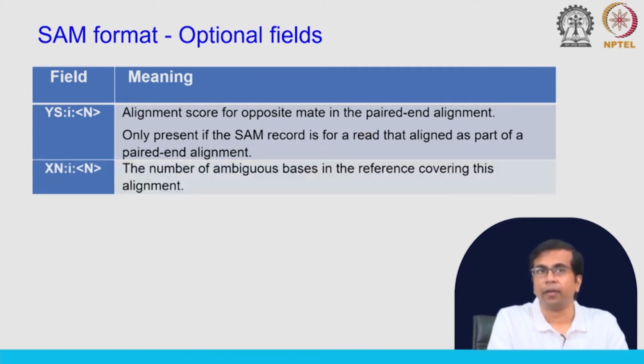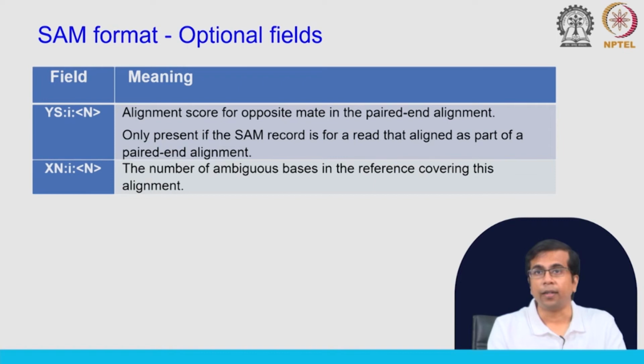Okay. Then you have something called XN, which is the number of ambiguous bases in the reference covering this alignment. Again, these are all I, meaning integer numbers. So, if you have ambiguous bases in the reference, you want to know, because in those positions we will not be able to call any mutation or mismatches. So, this simply gives us the number of ambiguous bases in the reference.